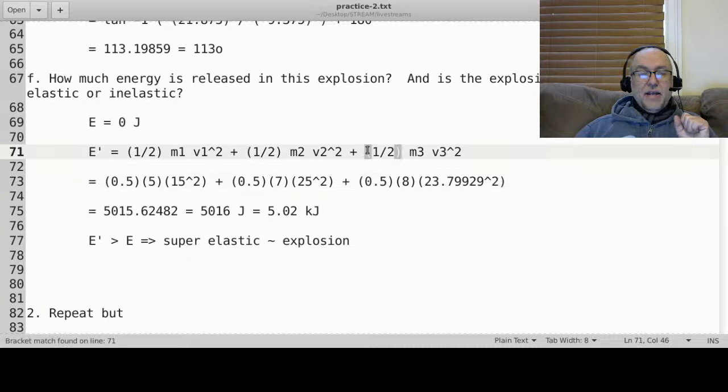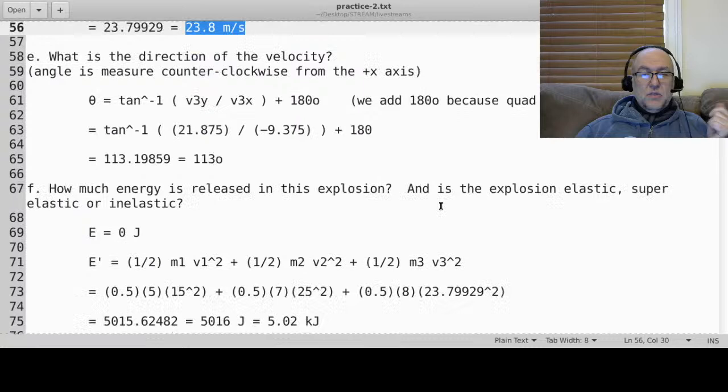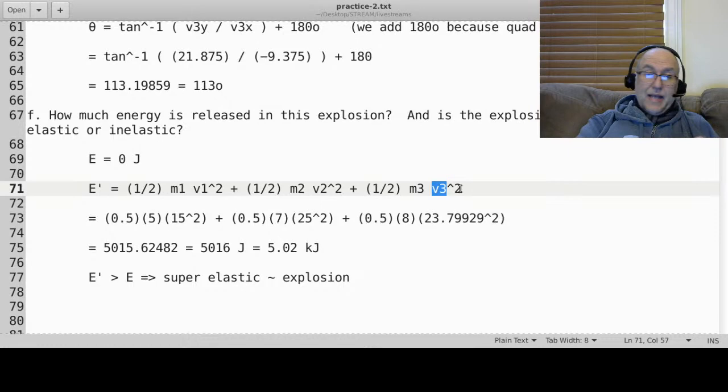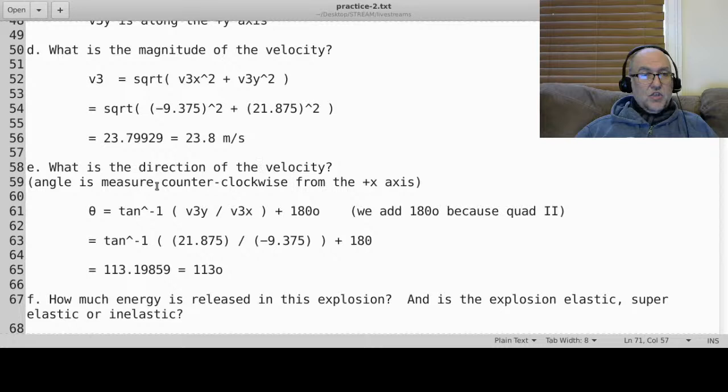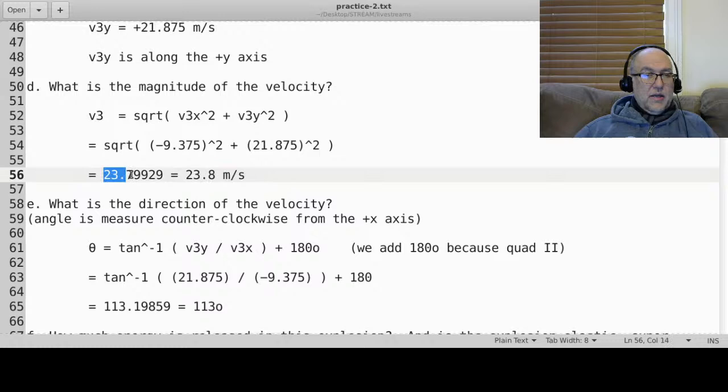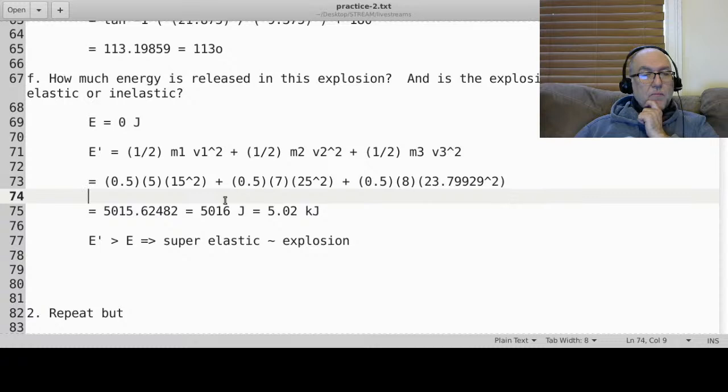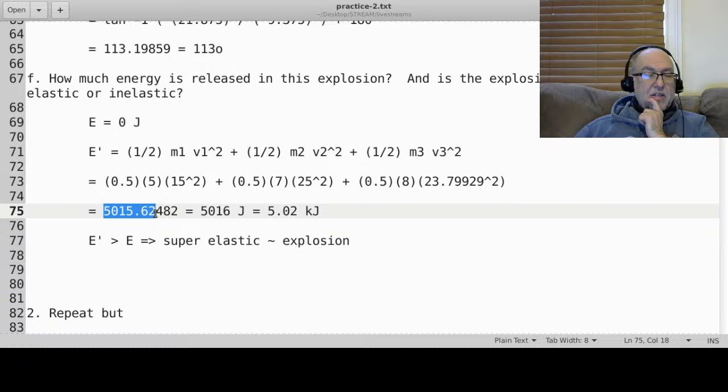And then finally, the last one is one half m3 v3 squared. m3 is 8, and v3 we just found. v3 was the magnitude here. Again, the v3 that goes into the energy is the magnitude. It's not the x component, it's not the y component. It's just how fast it is going irrespective of the direction. That magnitude we found to be 23.8. I actually use that number right here to get more decimals. Working that all out, it turned out to be 5,015 joules, or 5.02 kilojoules.